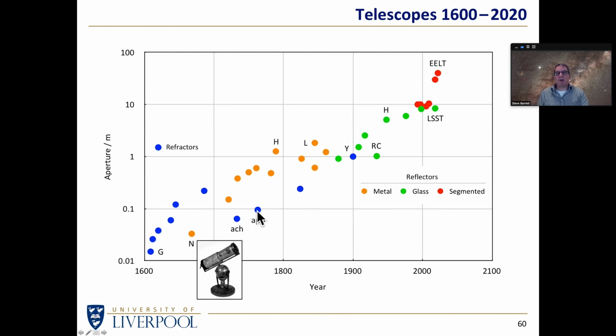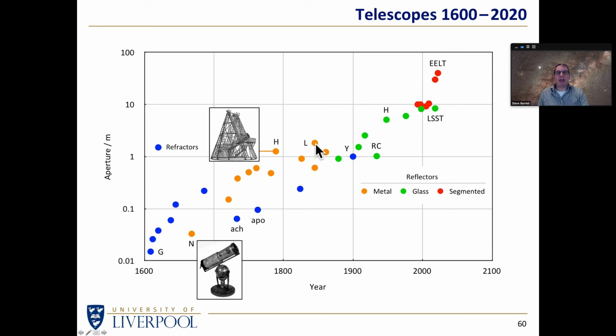Here we have a couple of refractors. The ACH refers to the first achromat, the first time when two elements were put together to minimise chromatic aberration, and apochromats came a few years later with three elements to try and minimise chromatic aberration. Here we have H. I'm not sure if you know what that one is. I'll give you a second to think about that. That's one of Herschel's telescopes, the 40-footer, the 40-foot focal length telescope.